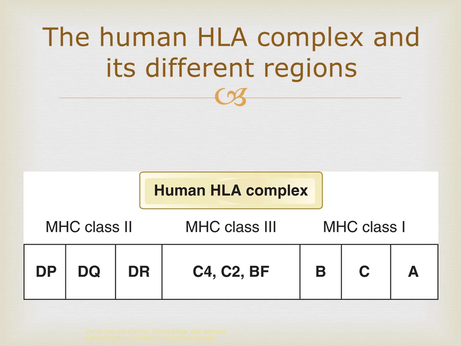Here again we see our three groups of MHC class antigens. MHC class 1, the A, B, and C. MHC class 2, the DP, DQ, and DR. Both of these are involved in transplantation. And then the MHC class 3 grouping is involved in other activities.